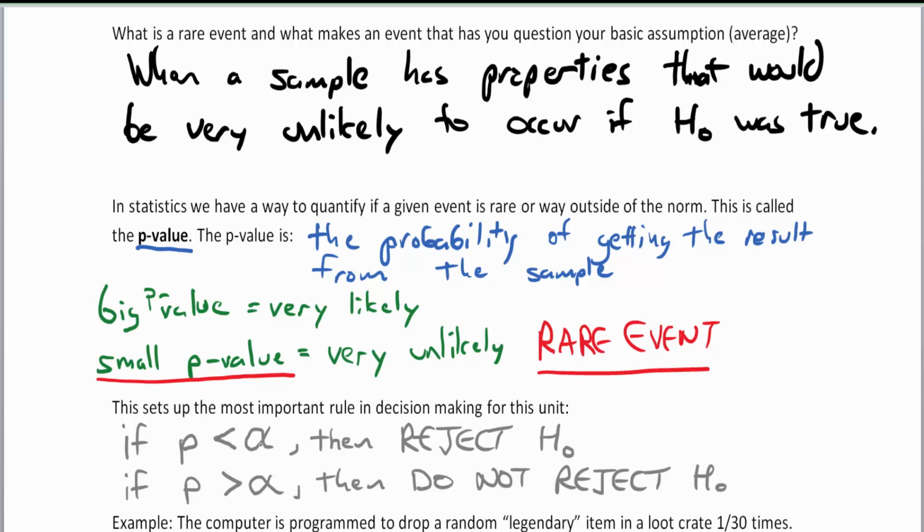So alpha, if you remember from the previous video, was our chance of making a type 1 error. So if our chance of getting that rare event was less than the chance of making an error, then we have truly witnessed a rare event, and we better question the null hypothesis.